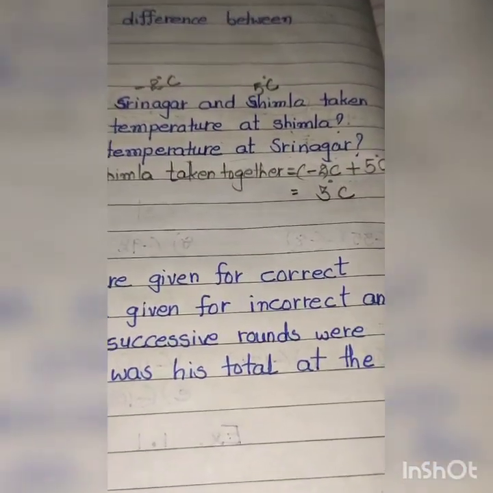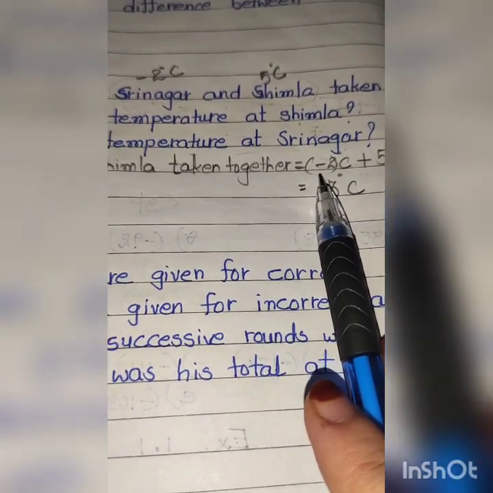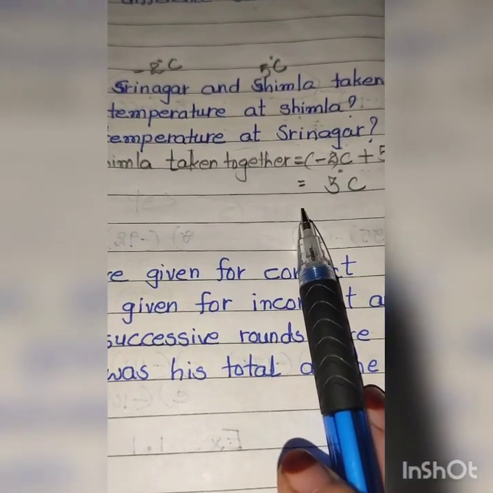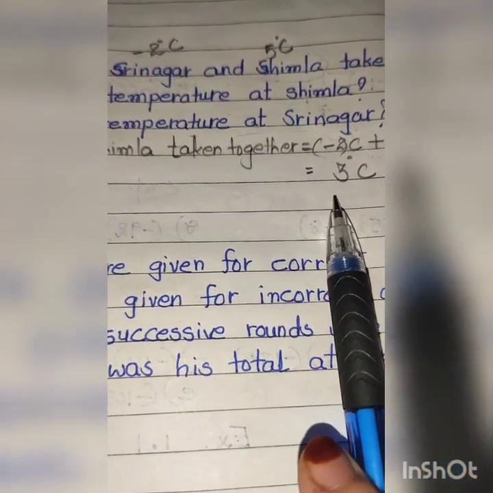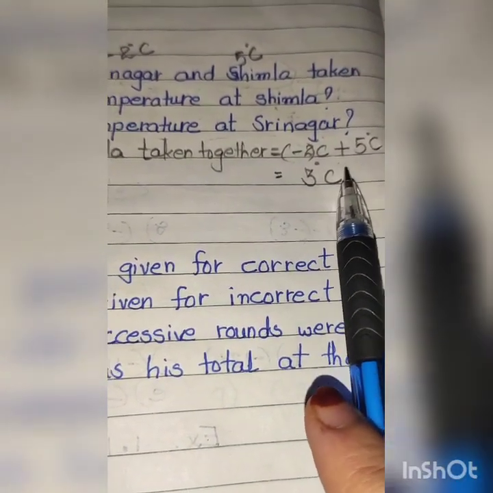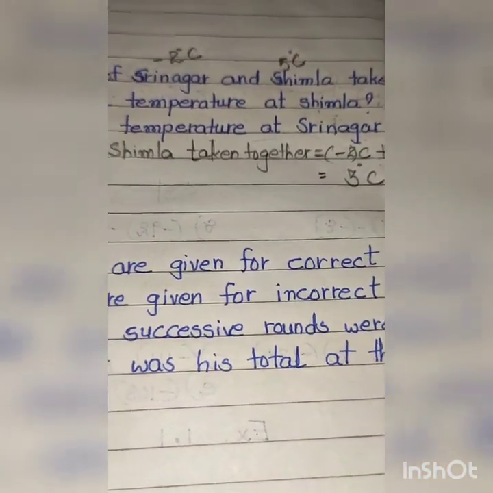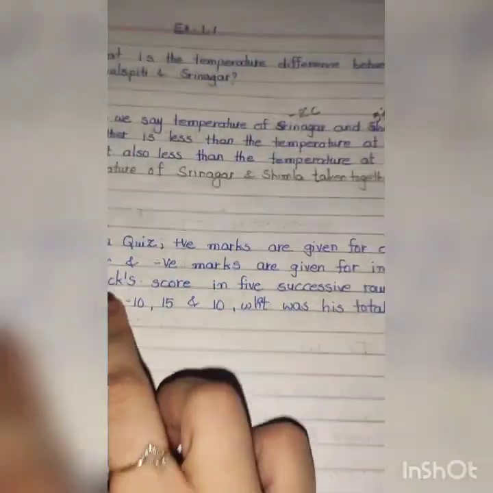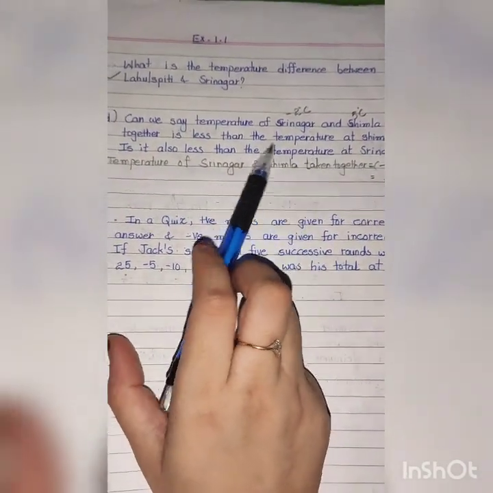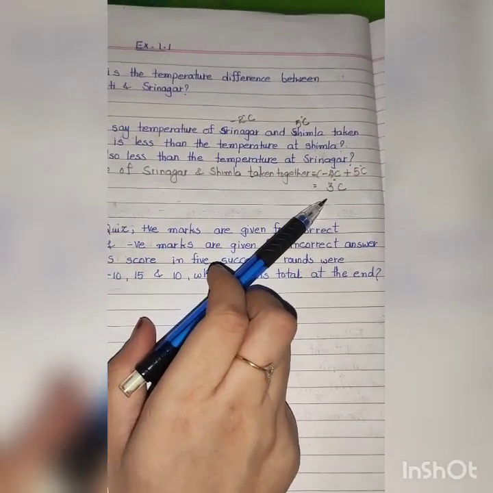And I told you, when they have opposite signs, then both will fight. माइनस 2 कह रहा है मैं मेरी साइन रखूंगा यहाँ पे, 5 कह रहा है मैं मेरी साइन रखूंगा, तो किसकी साइन जाएगी? जो बड़ा है उसकी. कौन बड़ा है? 5, और वो कैसा है? पॉजिटिव. So your answer will be positive. So this first sentence we have completed. Can we say temperature of Srinagar and Shimla taken together? So we have checked what is the temperature taken together.